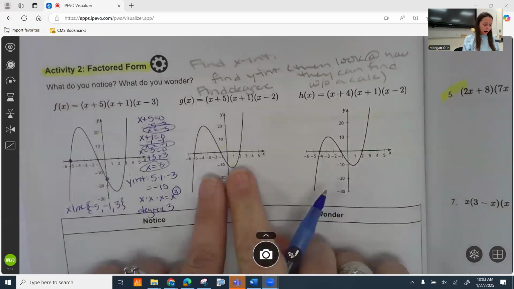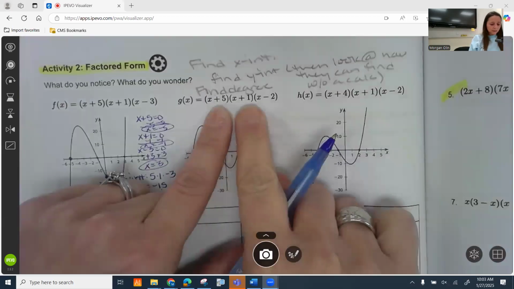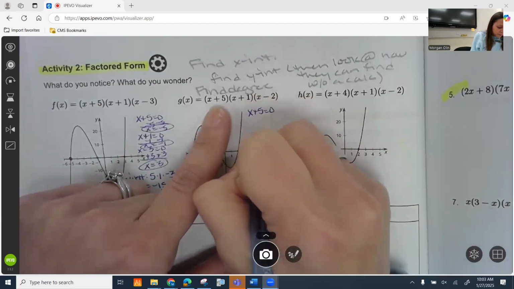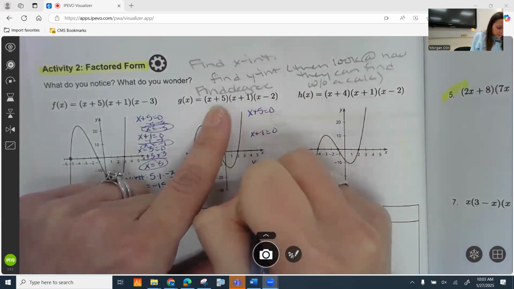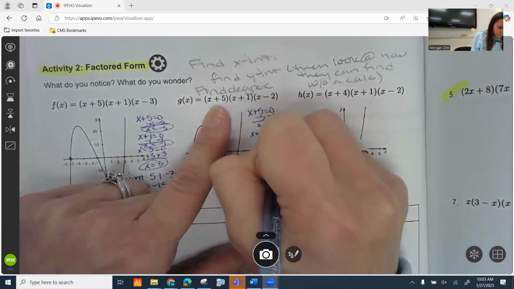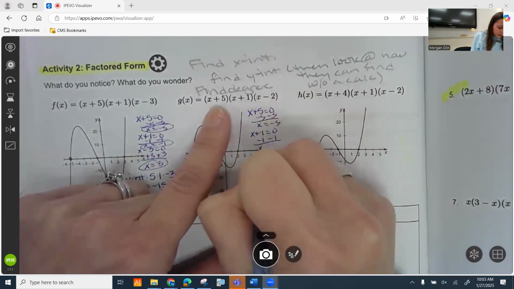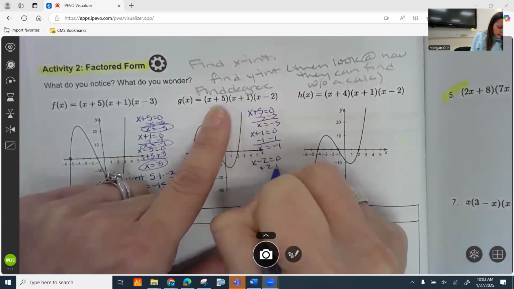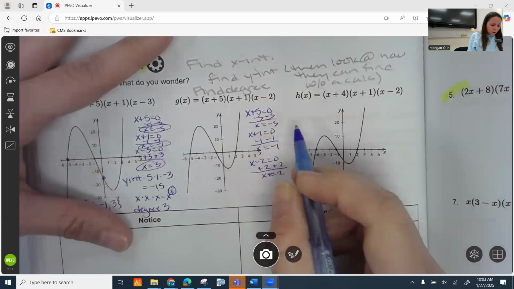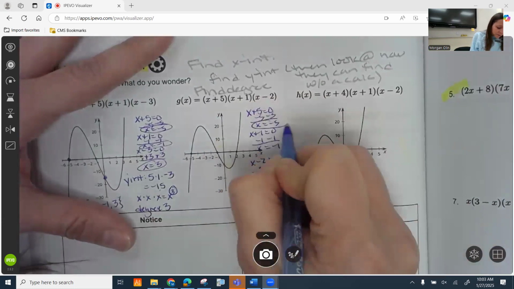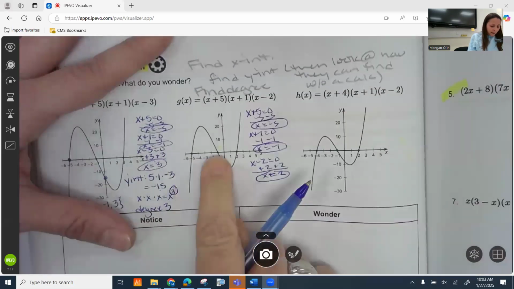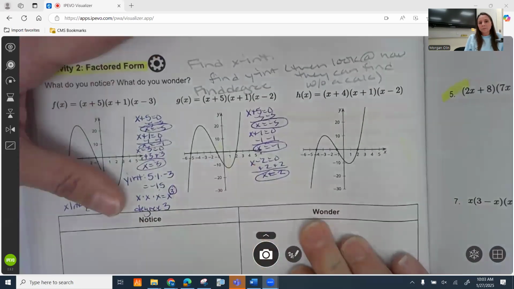Now, obviously, they graph this, but when it's in this factored form, you do x plus 5 equals 0, x plus 1 equals 0, and then x minus 2 equals 0, and you go solve these. I'm solving them real quickly. And to move them over, you do the opposite. So my x-intercepts are -5, -1, and 2. Doesn't that match what I have on my picture right there?